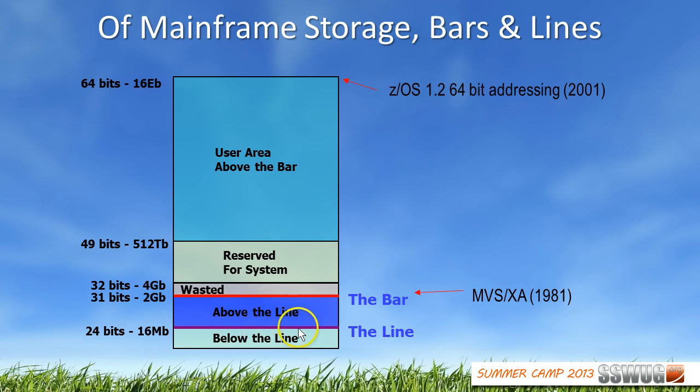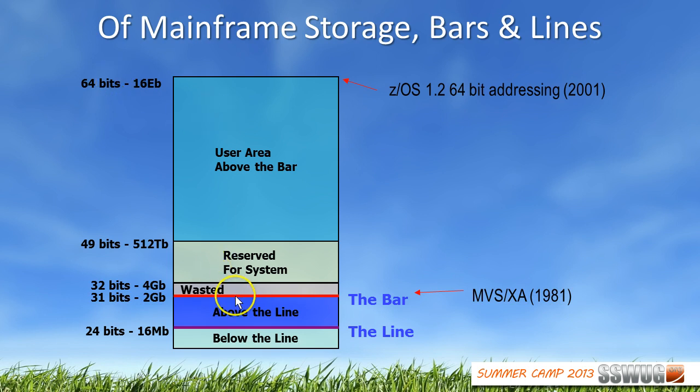Now, we move to 2001 with z/OS and 64-bit addressing. Now we've got the bar. So the line was at 24 bits. The bar is at 31 bits. So anything above the bar, from the 31-bit addressability to the 64-bit addressability, a lot more space available to us.